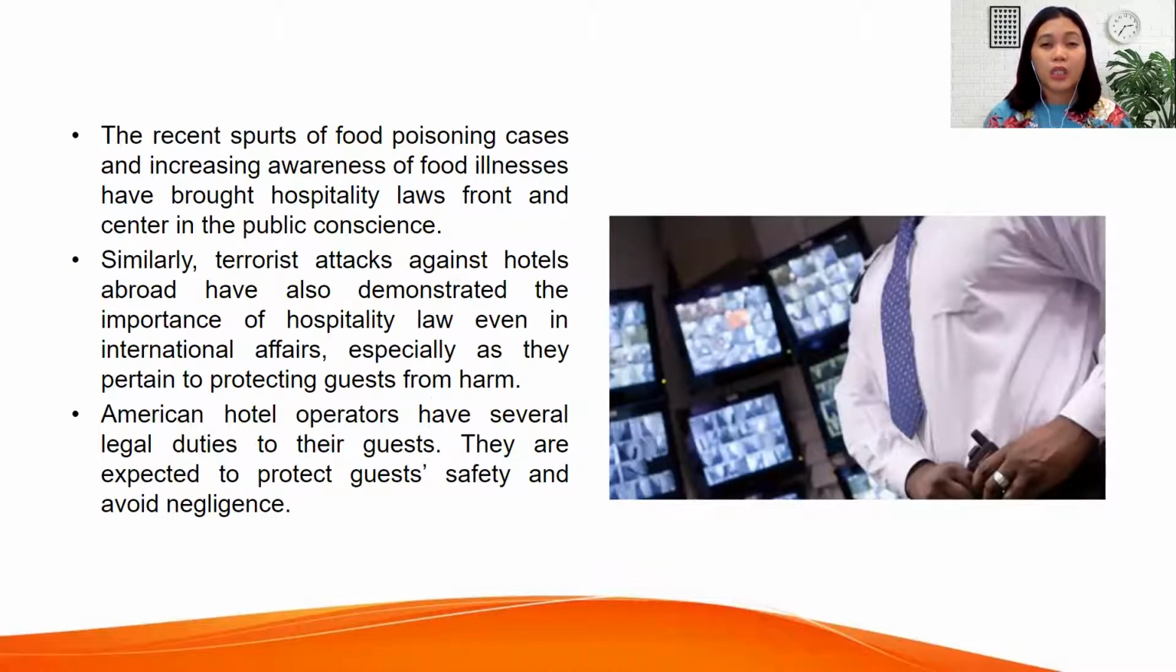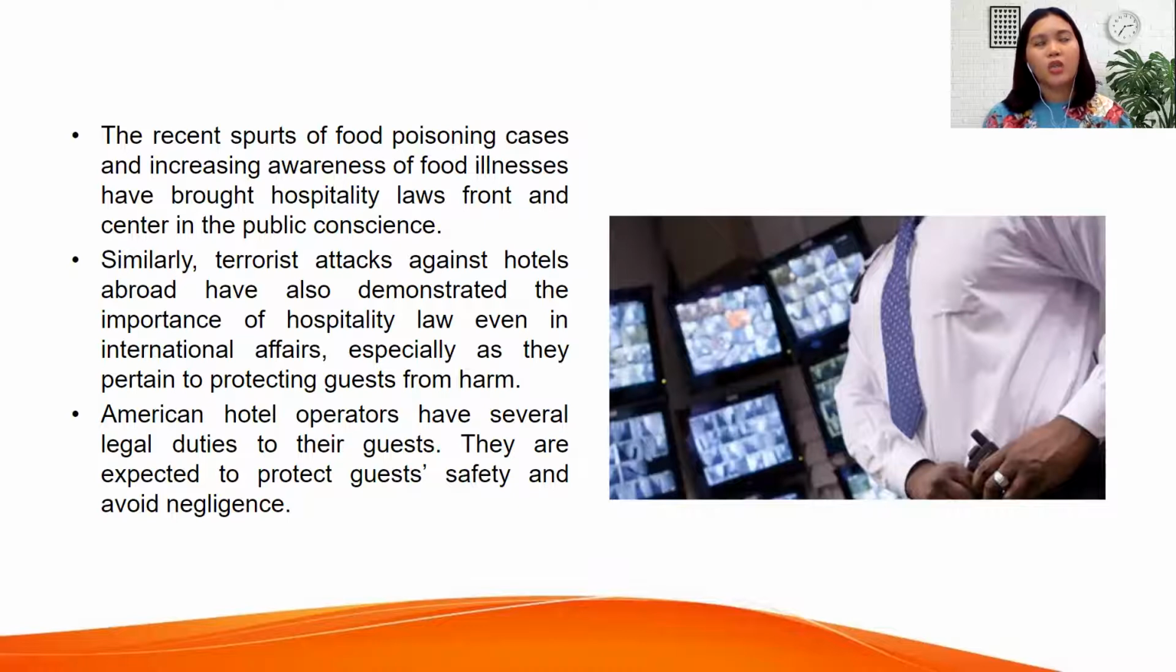The recent spurts of food poisoning cases and increasing awareness of food illnesses brought about by the carelessness or negligence of hospitality providers have brought hospitality laws front and center in the public conscience. Similarly, terrorist attacks against hotels abroad have also demonstrated the importance of hospitality law, even in international affairs, especially as they pertain to protecting guests from harm.